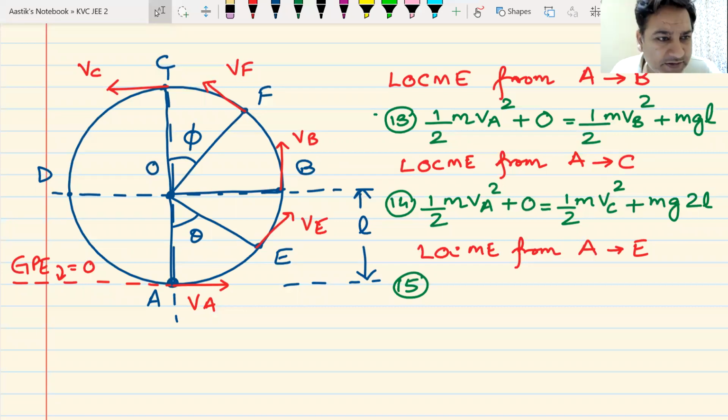I hope everyone has thought about this. Anyone with an answer? Log me from A to E. Santosh is telling me half mva square plus 0. That is correct. mgl sine theta is not correct. Think.